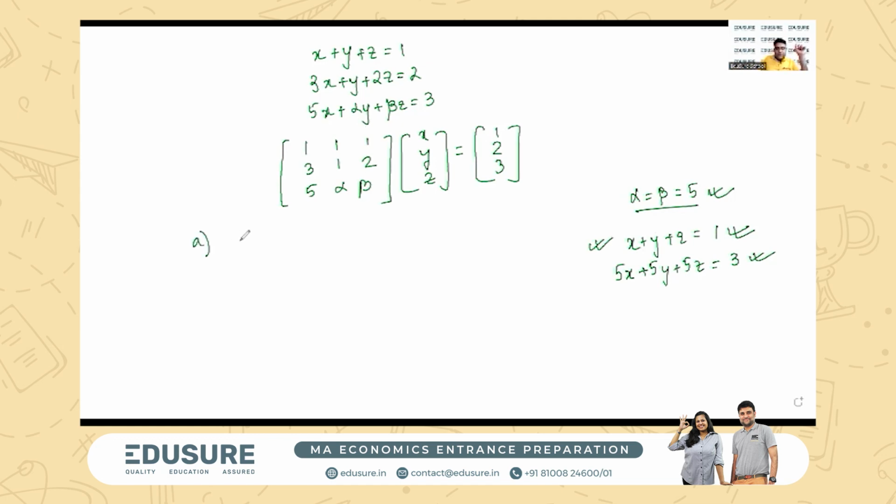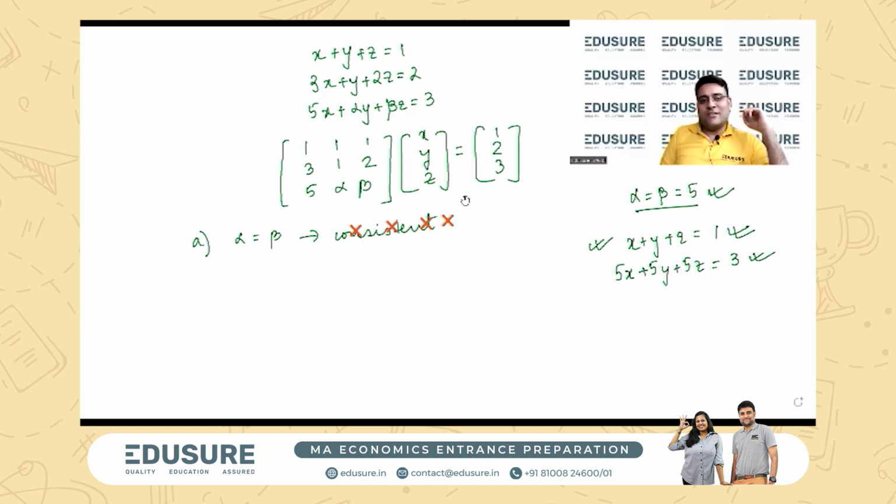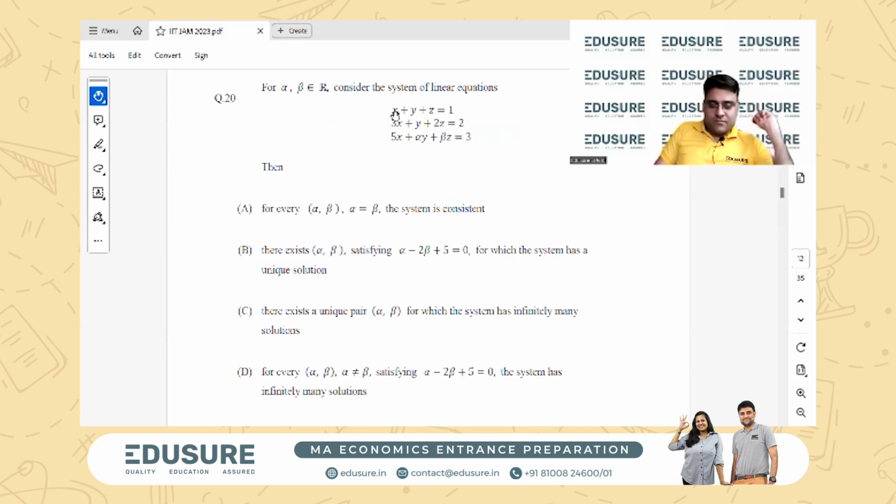So the first option, which says that for all alpha and beta, where alpha is equal to beta, the system is consistent, is an incorrect statement. Therefore, for all alpha equal to beta, the system is not necessarily consistent. So A is not the answer. Okay. So I hope that everyone has understood why A is not the answer.